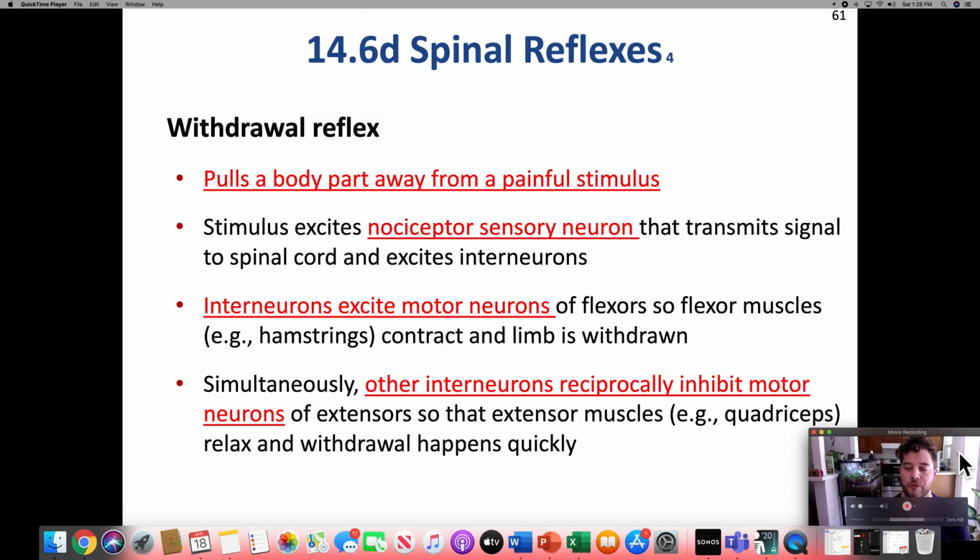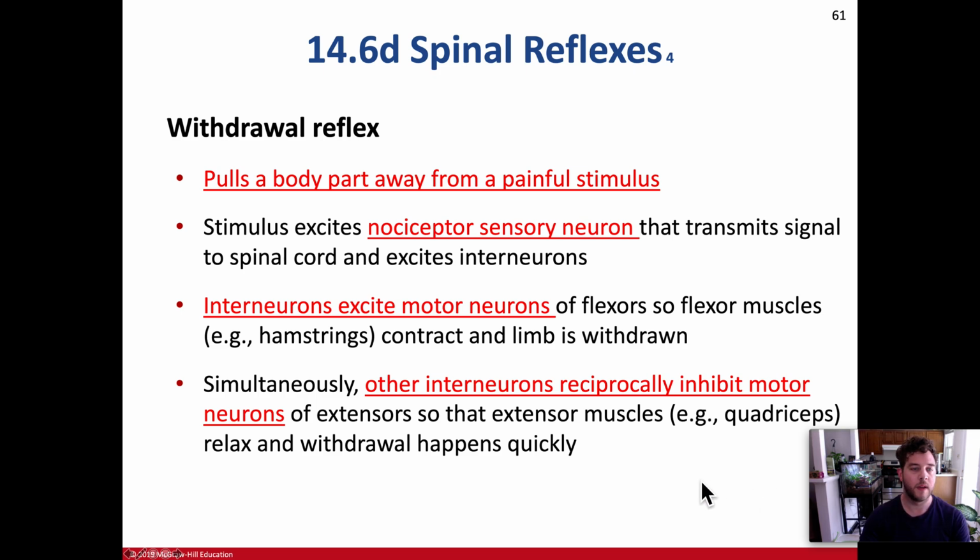Okay. The withdrawal reflex. The withdrawal reflex pulls the body away from a painful stimulus. This is what we think of when you typically think of a reflex: touching something hot, something sharp, jumping away from something. Those are the withdrawal reflexes. Stimulus excites nociceptor sensory neurons that transmit signals to the spinal cord and excite interneurons. Nociceptors are pain receptors. That's just the fancy name for pain receptors.